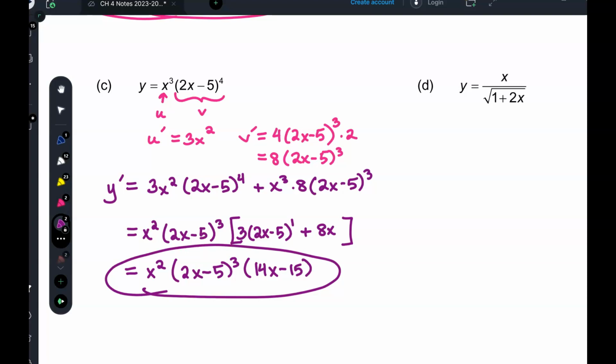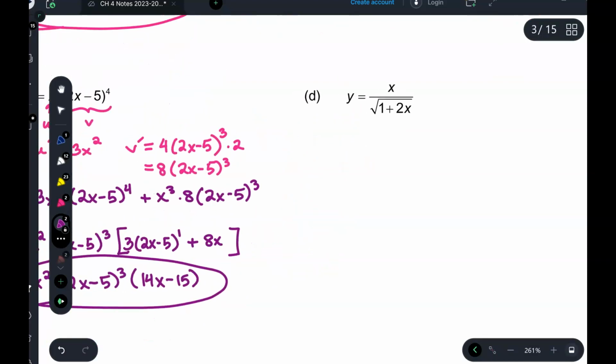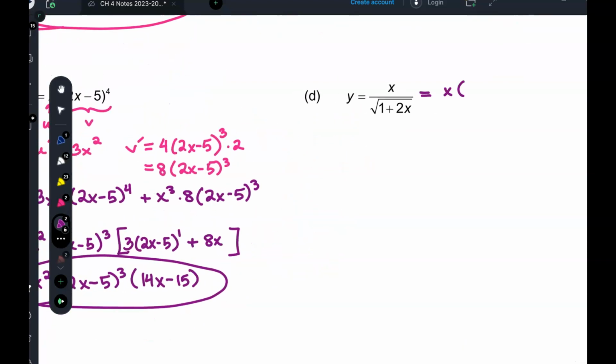We could do the quotient rule, or we can write this with a negative 1/2 power and do the product rule. It doesn't really matter. I feel like it takes less paper to do the product rule. Want to do the quotient rule? Well, let's see. We're doing the product.